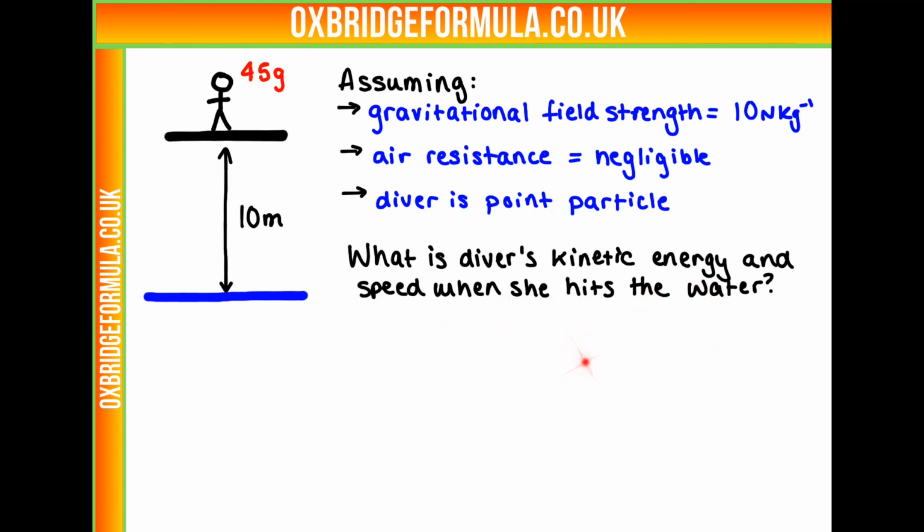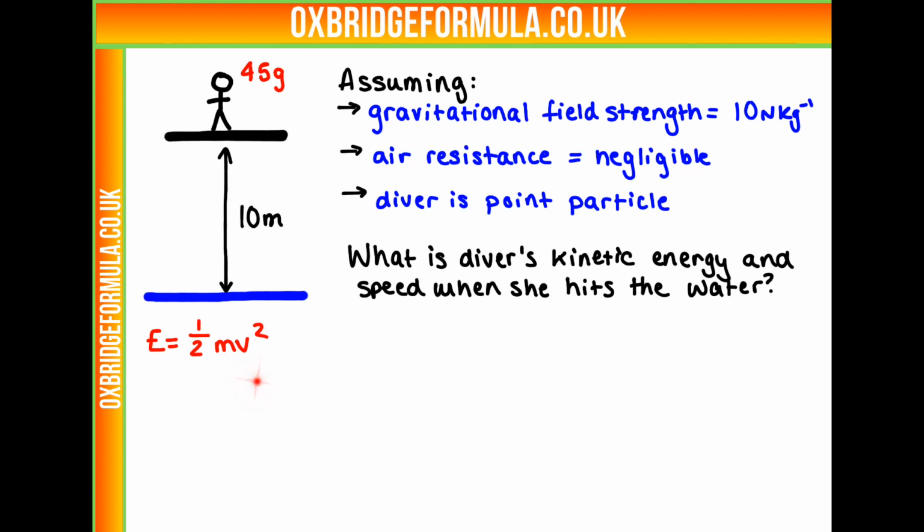So we're going to need some equations. Let's start off with the equation for kinetic energy. How are we going to write that? So our kinetic energy is E, which is our energy, is half the mass times the velocity squared. Now we have the mass of the diver, we don't have the velocity. So using the information we have, how can we work out the velocity?